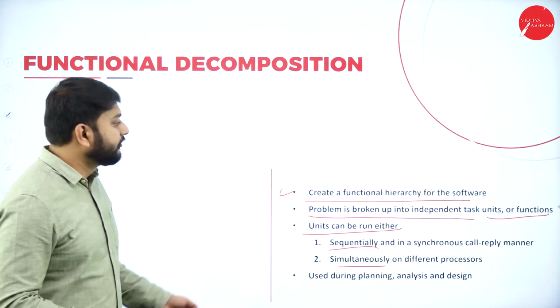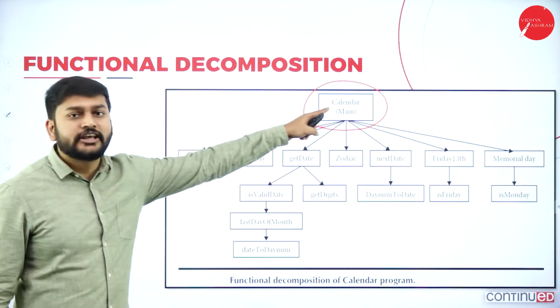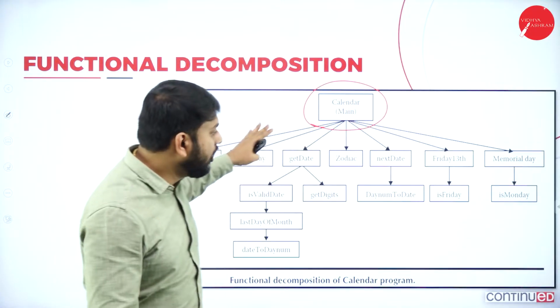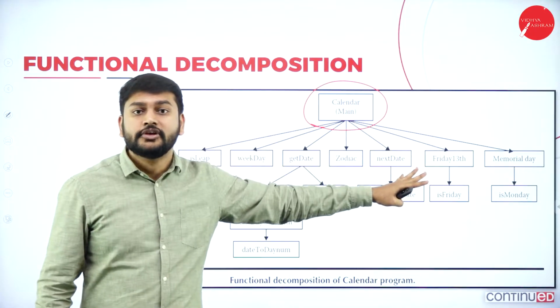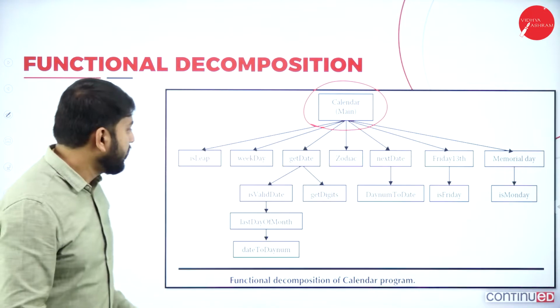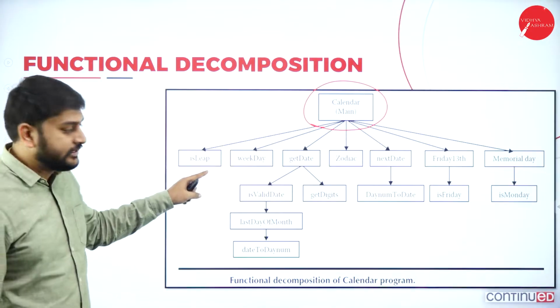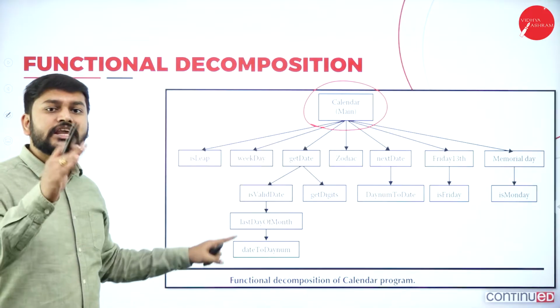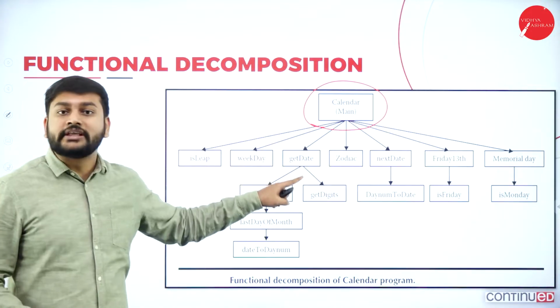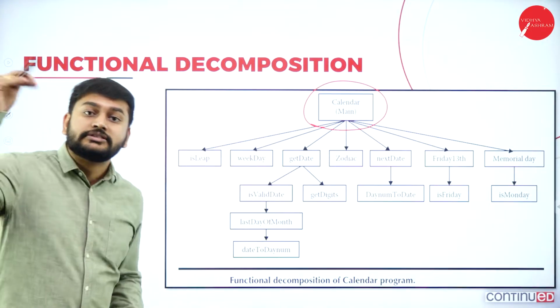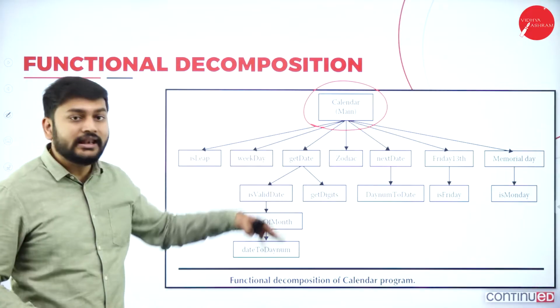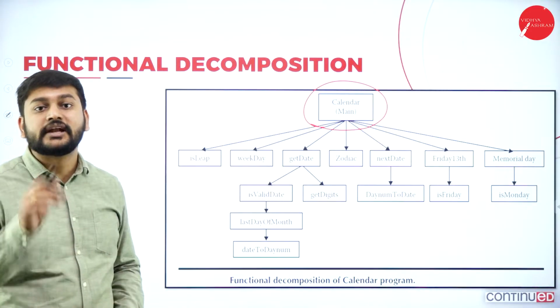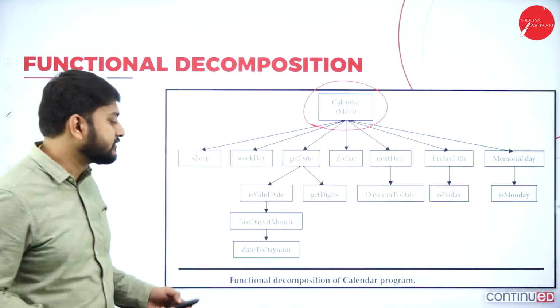What is the meaning of it, sir? Say for example, this is my software and all these things are the independent units that I have. First I will execute this, next I will execute this, next I will execute this. What do you call this? Sequentially. One after the other you are executing. But simultaneously means parallelly you are executing these. That is the most important point that you need to understand here.